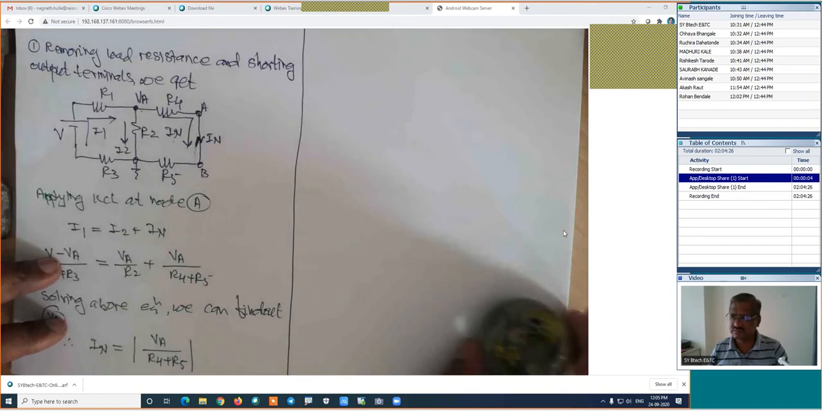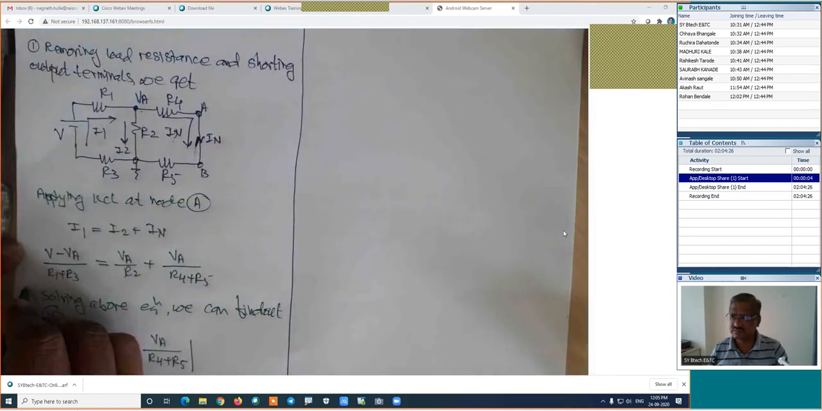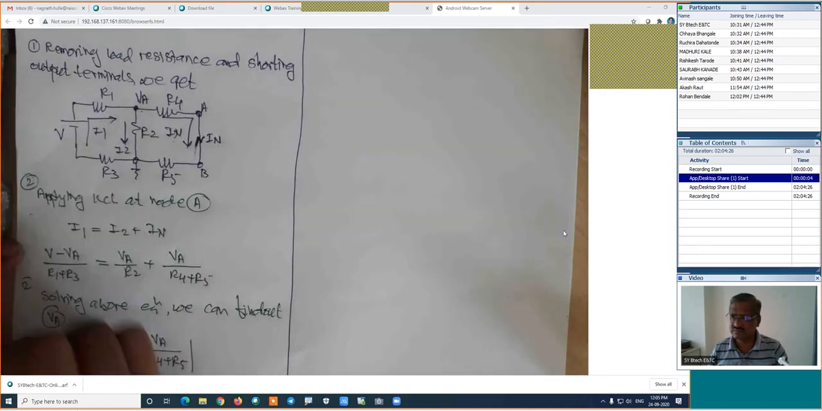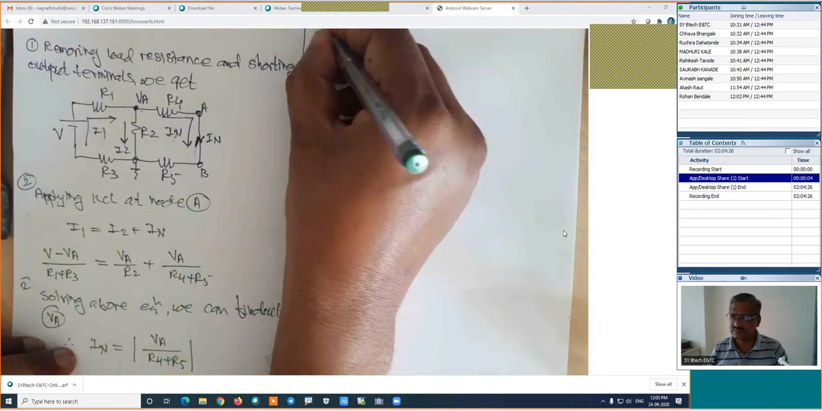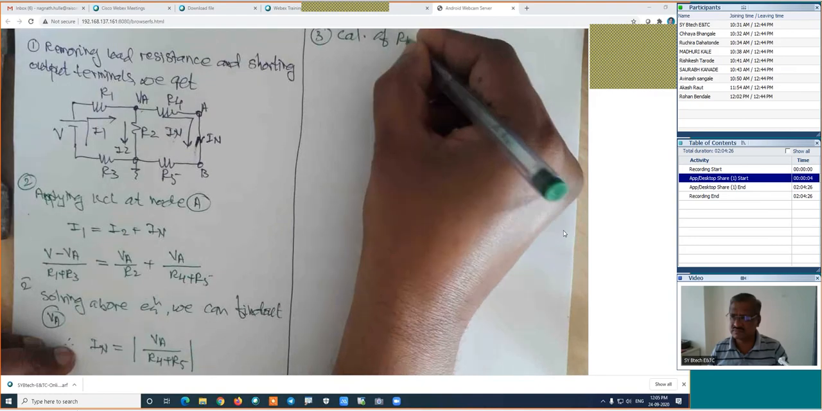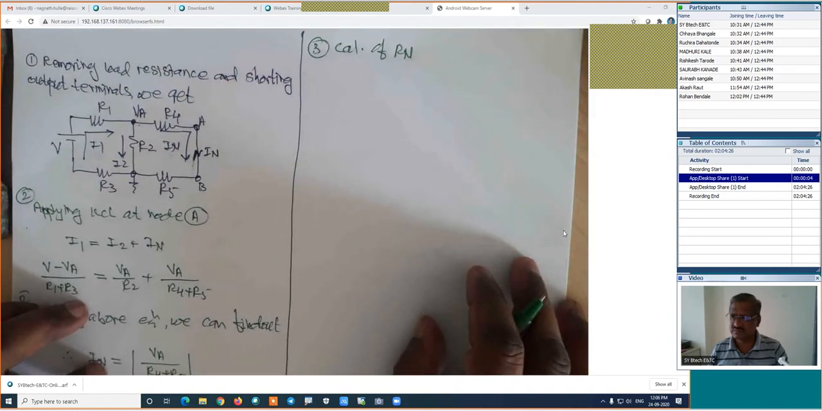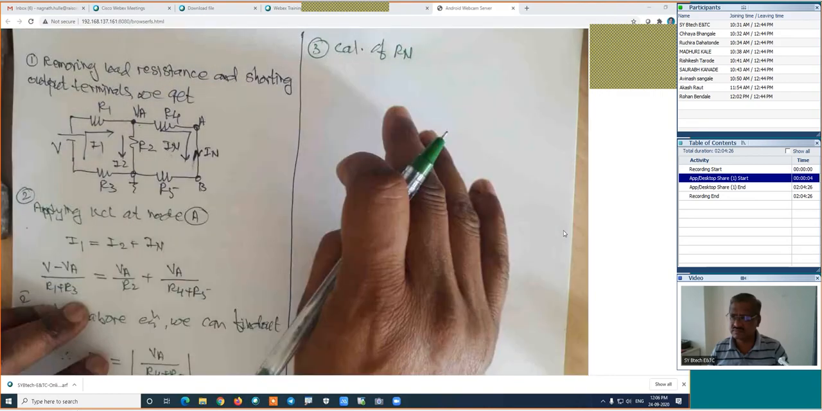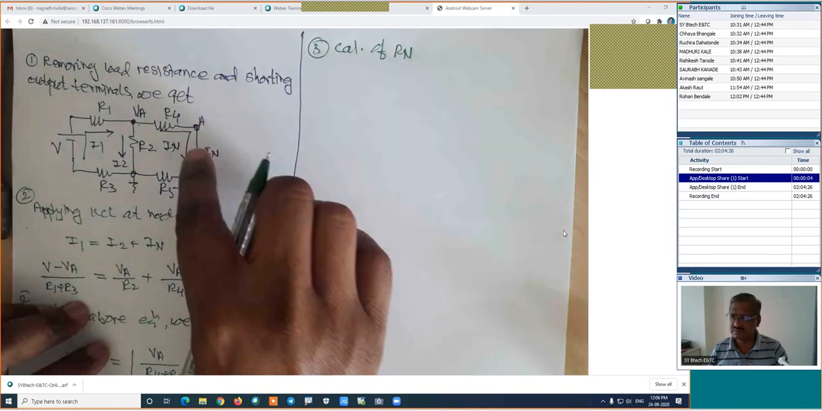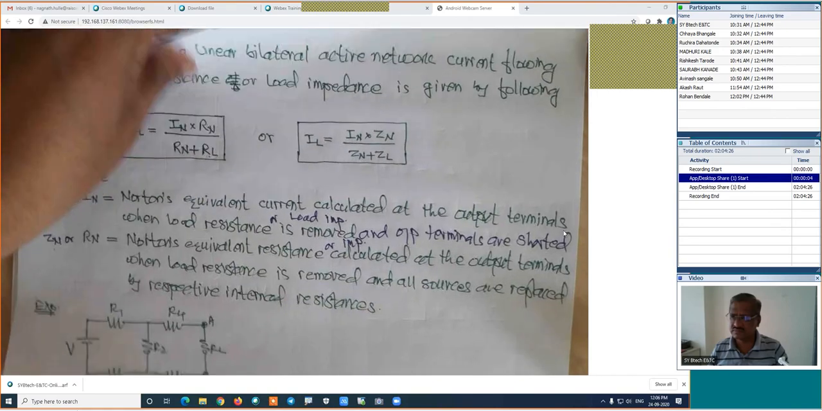Now look at here. This is the second step, the calculation of IN. The third step is the calculation of Rn. For the calculation of Rn, most of the time we should not consider this figure as it is, because it is short circuited. Remove the short circuit, which is nothing but the load resistors. Remove the sources with respect to internal resistors. Otherwise, refer to this original figure.